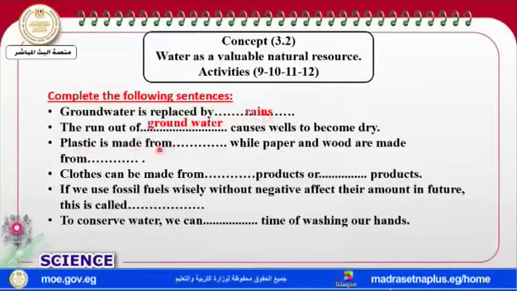The next one, plastic is made from. If the question asks me about the plastic, plastic is made from what? Yeah, plastic is made from oil products. While paper and wood are made from what? Paper and wood, they come from what? The trees.